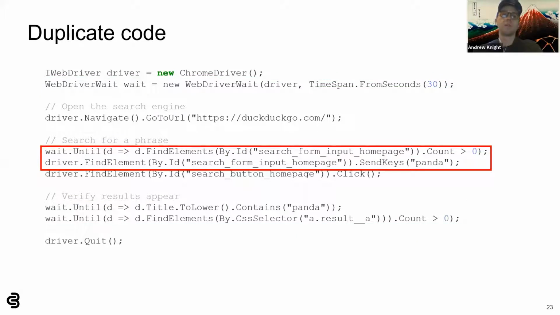These waits are necessary, but they cause new problems. First, they cause duplicate code because web element locators are used multiple times. Notice how search form input homepage is called twice.